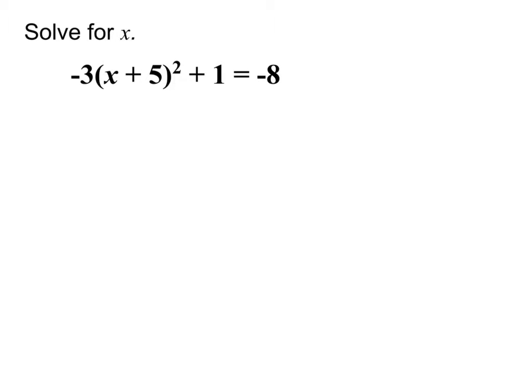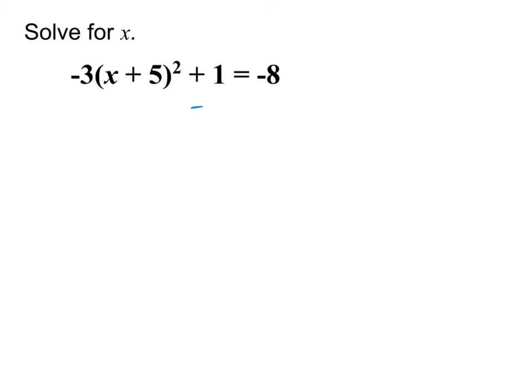In this video, I'm just going to take a look at a few additional examples about how to solve polynomials algebraically, depending on what type of form they're in. So in this problem, our first goal is to get the parentheses and the exponent by itself. So I'm trying to isolate this part of the equation on the left-hand side. That means I've got to get rid of the -3 and the 1.